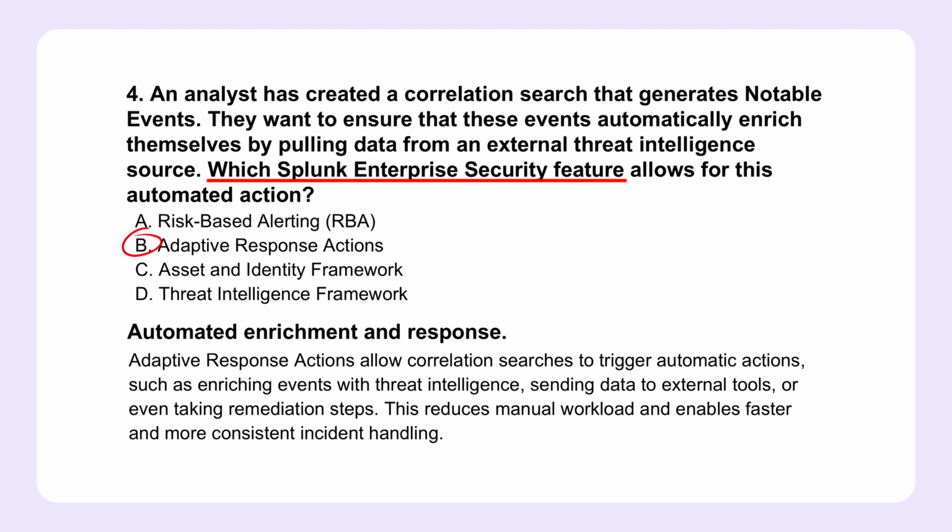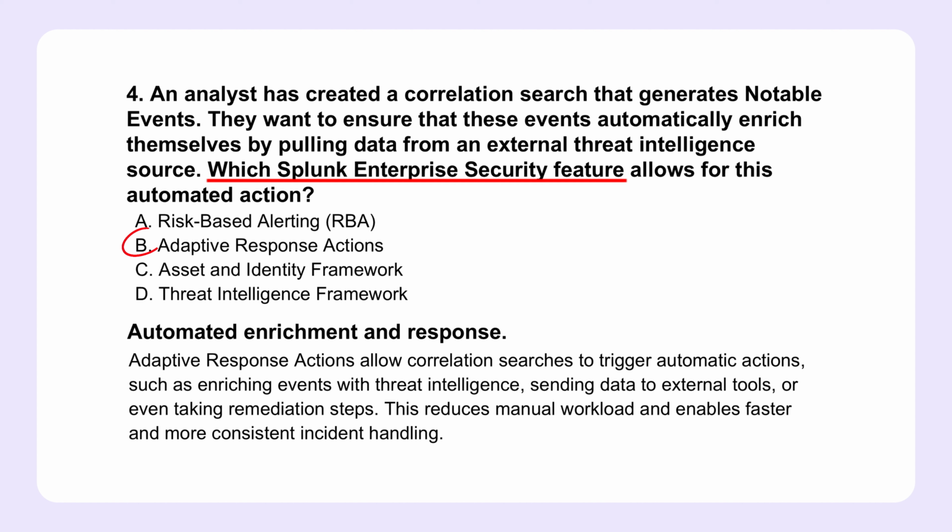The explanation lays out how these work. Those correlation searches, the ones spotting patterns and creating notable events, they can then trigger automated tasks. Right. Not just alerting, but doing something. Exactly. It's about acting immediately. And these tasks can be things like, exactly what the scenario described, enriching the event with external threat intel, like looking up a suspicious IP address in a global blacklist automatically.